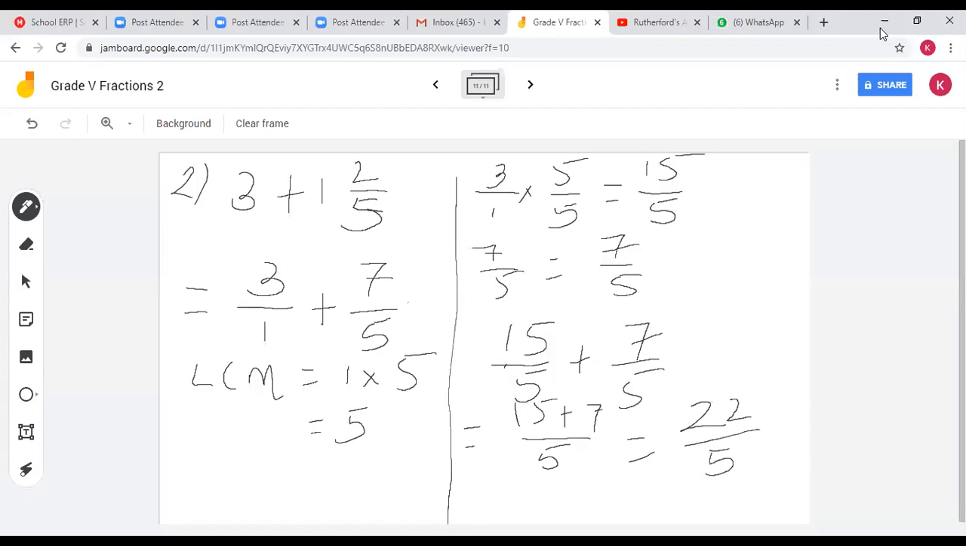Now the final question in this calculation: is this your final answer? No, because this is an improper fraction. So we must convert it. The final answer will be 5 fours are 20. You can do the division, and you will get 4 whole 2 upon 5. Okay, everyone?